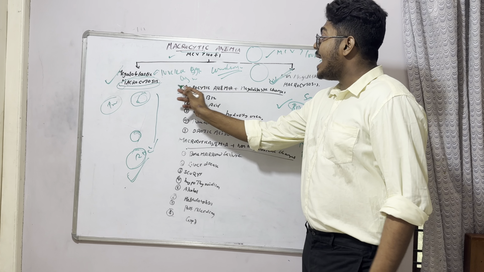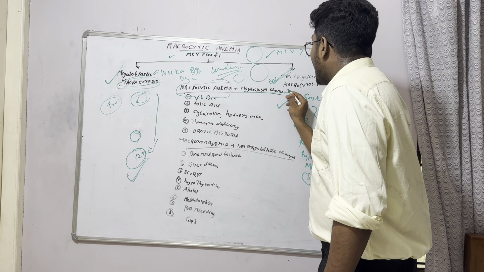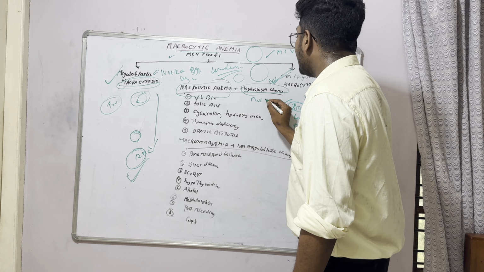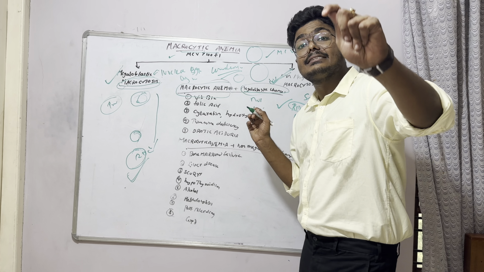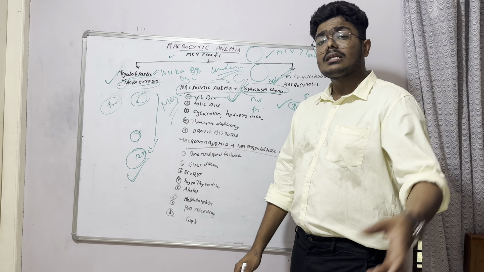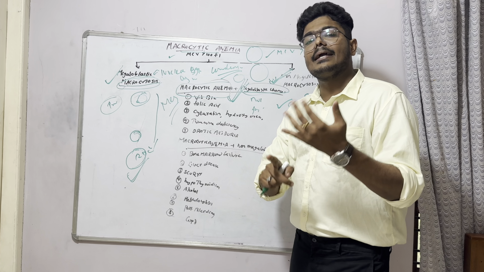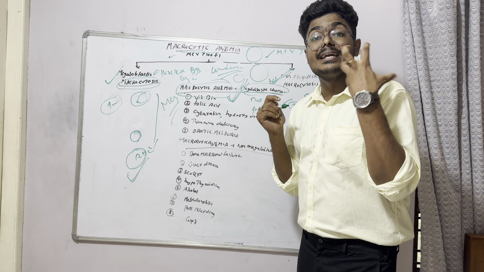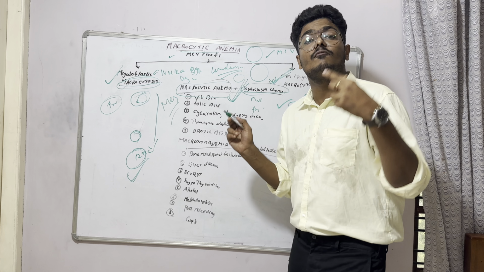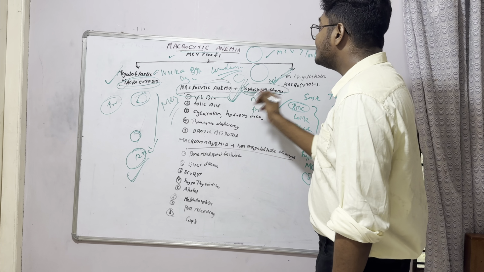Clear? Now, macrocytic anemia means RBC size increase plus megaloblastic changes. Megaloblastic changes means there is nuclear cytoplasmic asynchrony present. Then that is what is called megaloblastic anemia. So, in megaloblastic anemia, you will have large RBCs whose mean corpuscular volume is greater than 100 femtoliters, plus the RBCs will have nuclear cytoplasmic asynchrony.